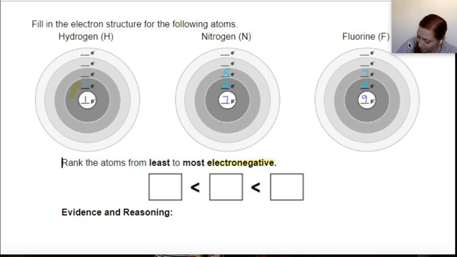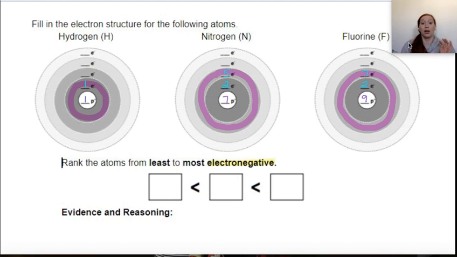Okay. So I'm going to kind of do the same thing as I did before. I used pink, didn't I? So there's our valence shell of electrons for hydrogen. There's for nitrogen, and there's for fluorine. Okay, so hydrogen is the smallest because it's only got electrons in the first energy level. Nitrogen and fluorine both have electrons in the first and second energy level.